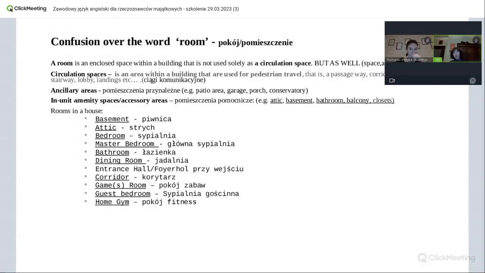And then also, apart from all the rooms that you have listed below, I think you have two important expressions: ancillary area, areas, or area, depending if you have one or many, pomieszczenia, pomieszczenie przynależne. So for example, a garage, porch, ganek, conservatory, ogród zimowy, patio, okay? Or in-unit amenity spaces, and much easier, accessory areas, pomieszczenia pomocnicze, right? Because you have them too when sometimes you describe the property.